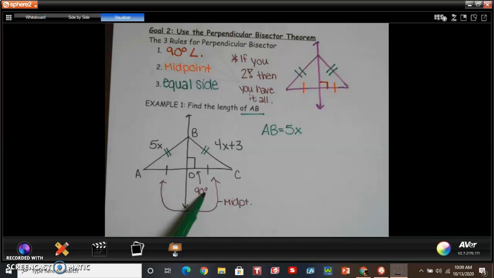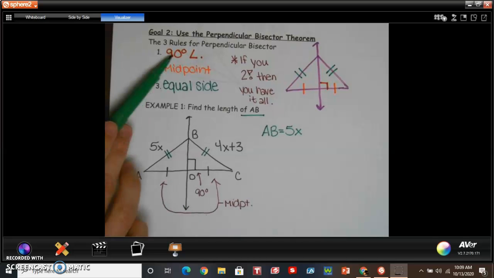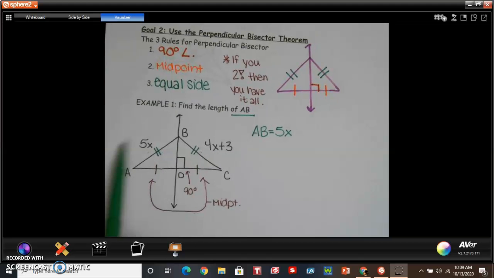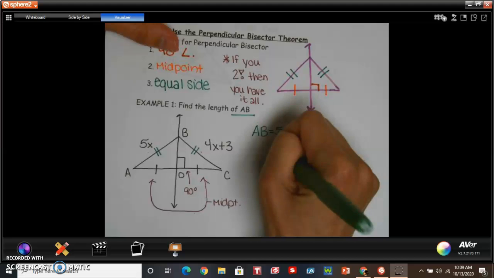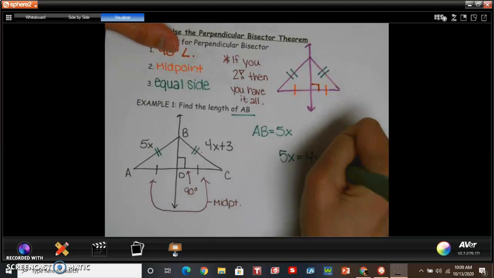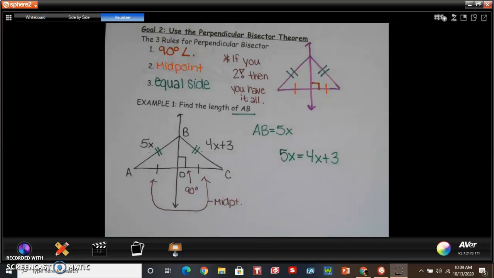Well, because we have these 2, and up here it tells us if we have 2, we have it all, these are equal. So we can set them equal. We can say 5x equals 4x plus 3, and then we can simply solve for x. So let's do that.